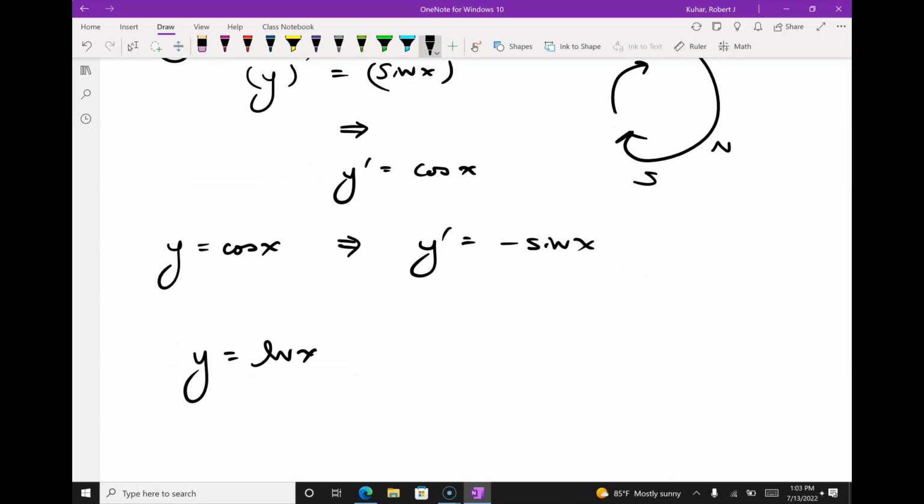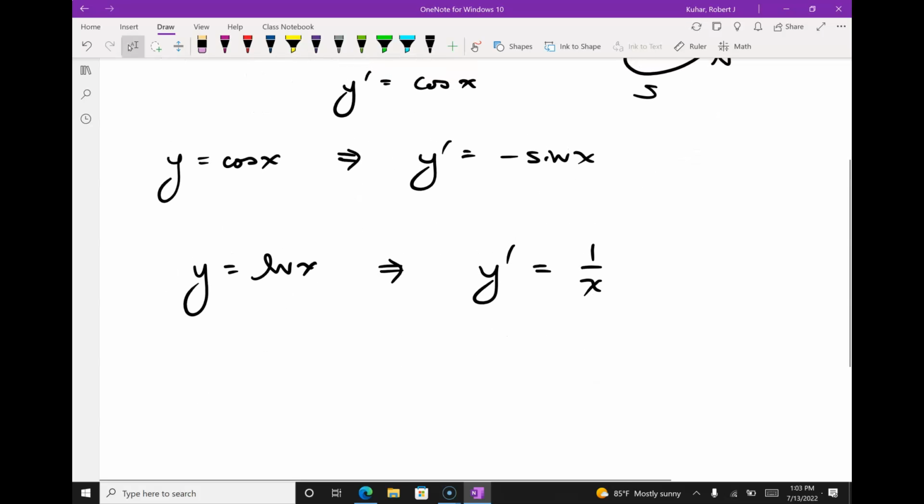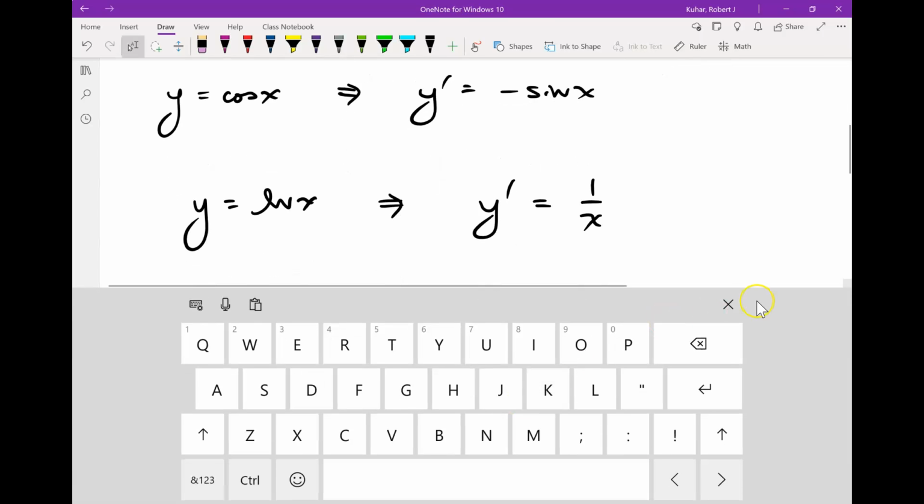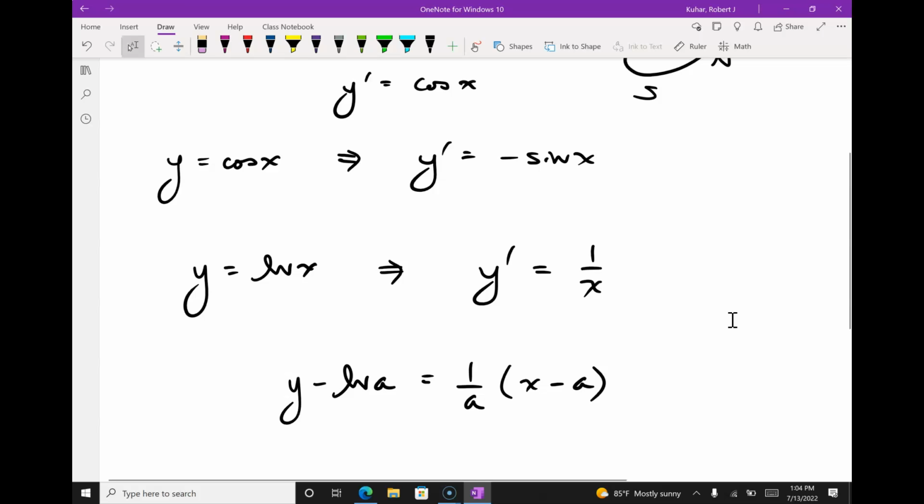If y equals the ln of x, y prime equals 1 over x. If I do the tangent line there, what do I get? I get y minus ln of a equals 1 over a times x minus a. Where am I getting that from? Y minus y1, right? So that's the function. This is x minus x1, the point. And this is the derivative at a.